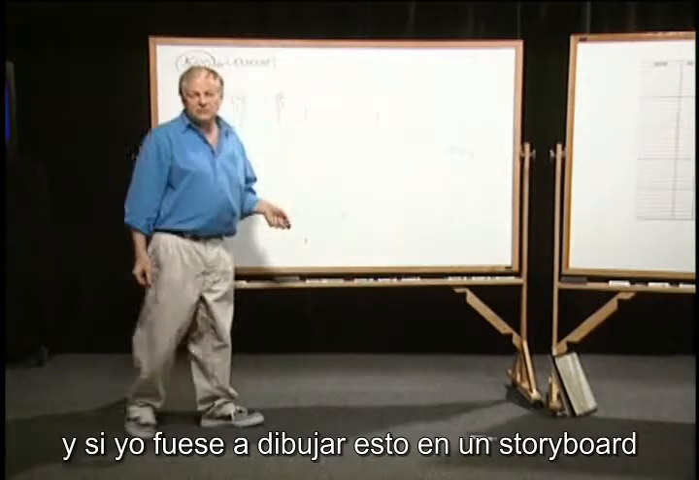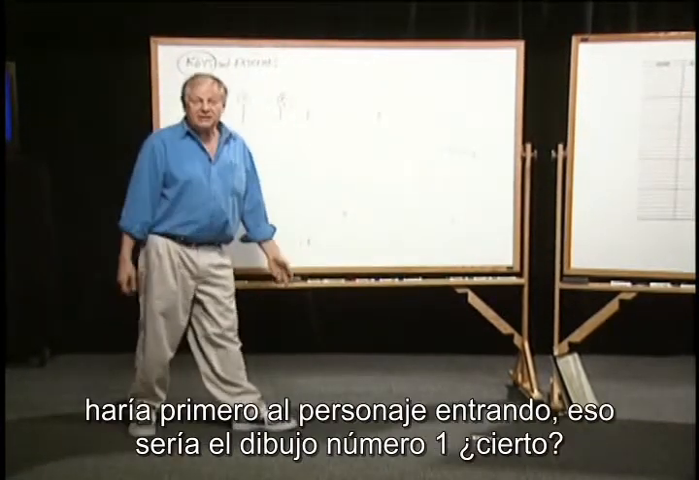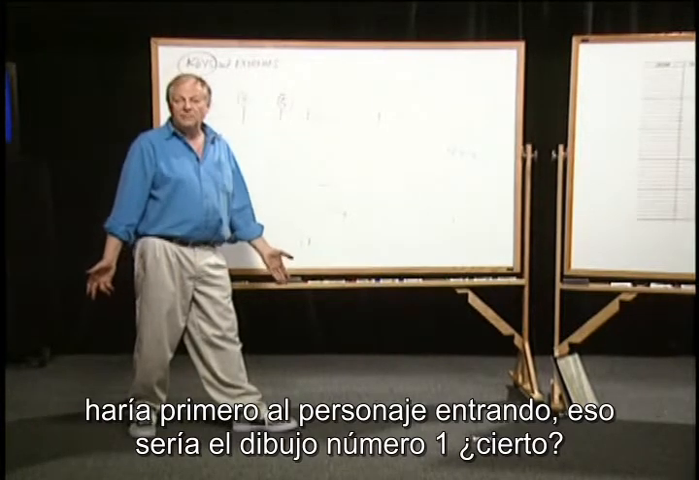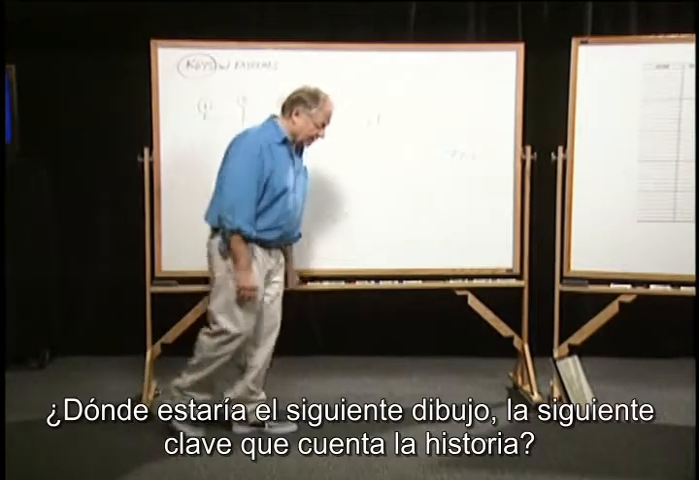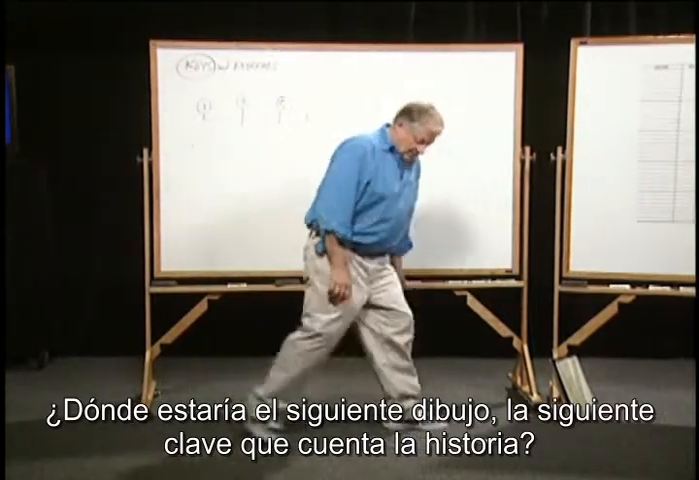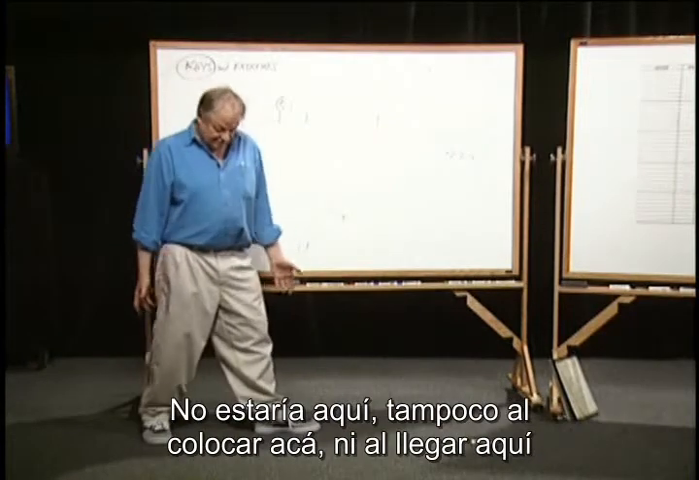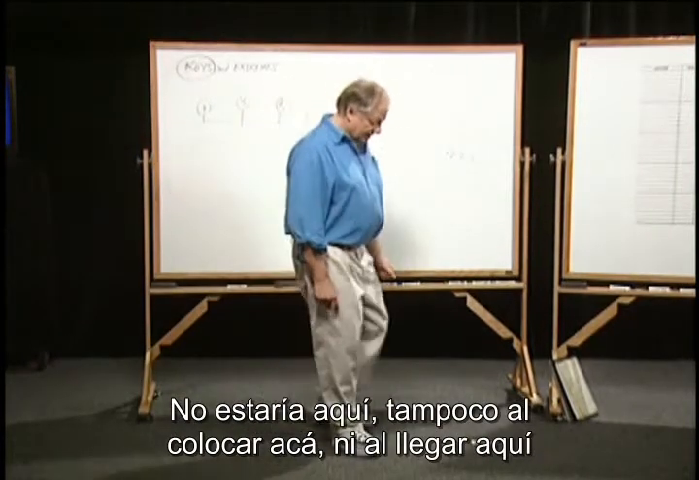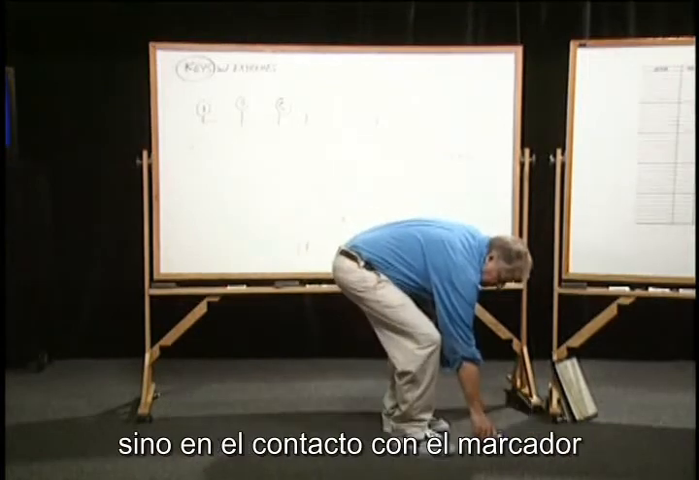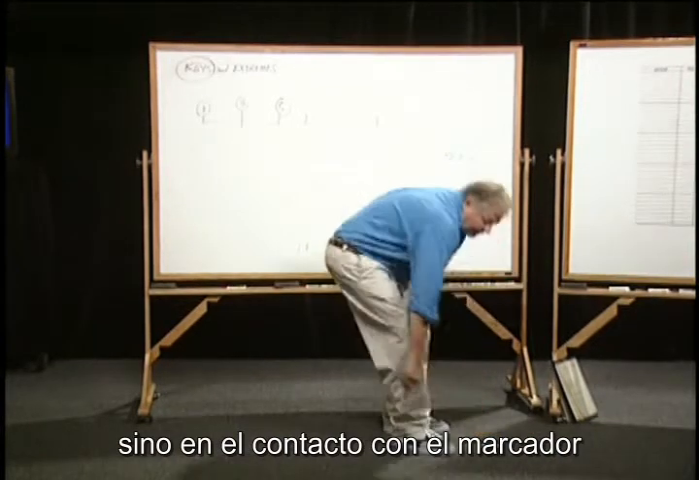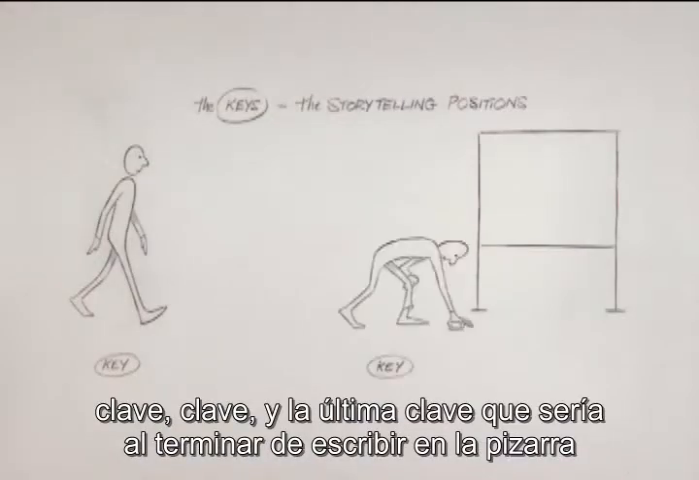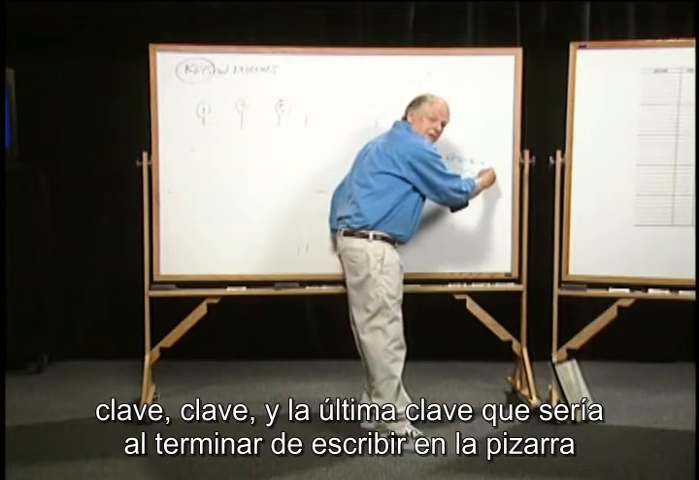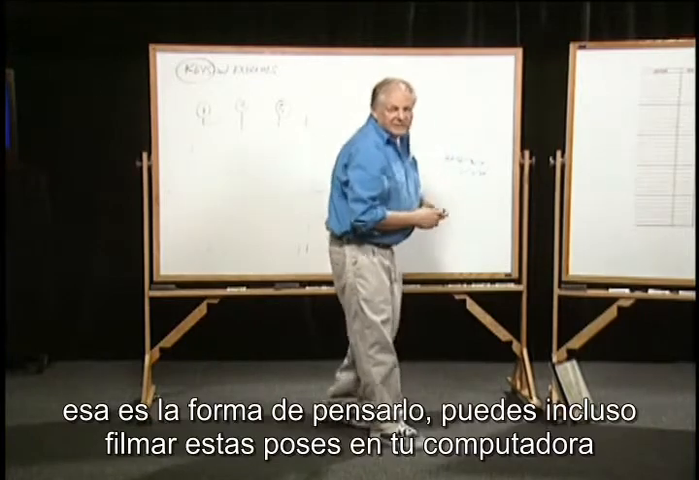If I were to draw that on a storyboard, I'd probably draw the character coming in, right? That would be drawing 1, maybe. That would be a key, right? What's the next storytelling drawing? It isn't here. It's here. It isn't this step. It isn't that. It's this. It's touching the contact drawing, like a storytelling drawing. Key, key, key. It's probably at the end of having written something. That's how to think about it.